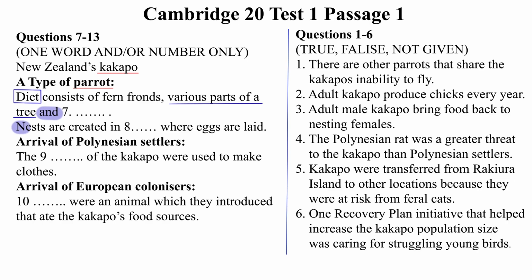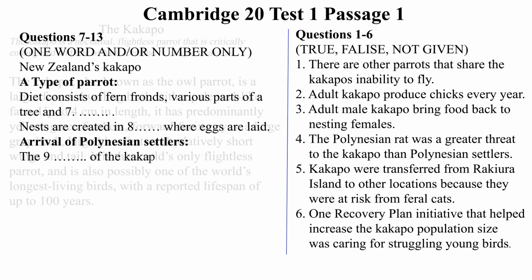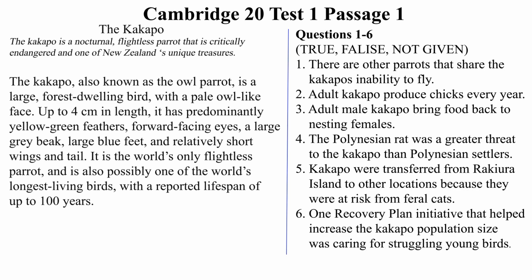The next blank is nests are created in dash where eggs are laid. Here the search words are nests and eggs. Try to hold these keywords in your brain when you solve true, false, not given. Let's jump to the true, false, not given.